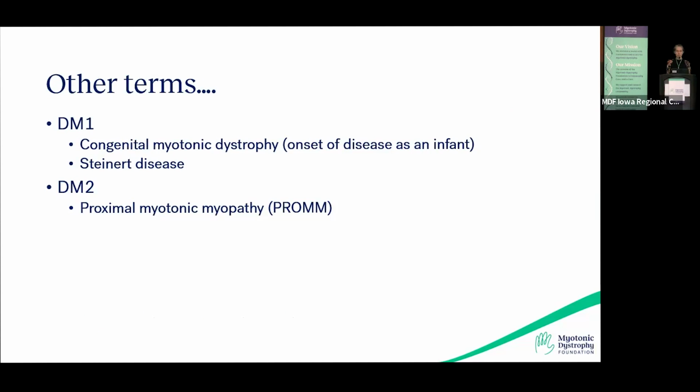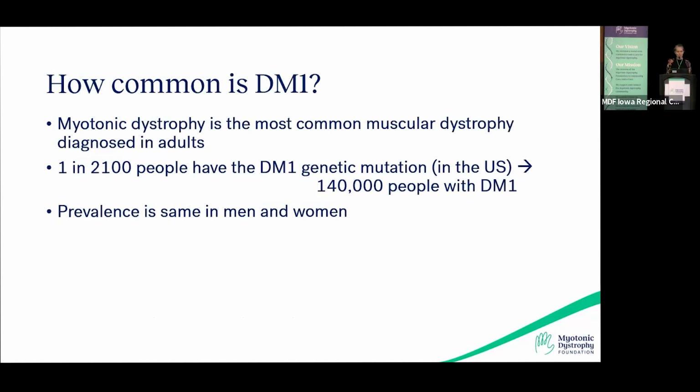Other terms you might hear: congenital myotonic dystrophy, which is type 1 with the disease starting as an infant. Also, Steinert disease. That term isn't really used that often, but it refers to the physician Heinz Steinert who described the first cases recognized as myotonic dystrophy. And for type 2, you might hear proximal myotonic myopathy, or PROMM, as another term for that.